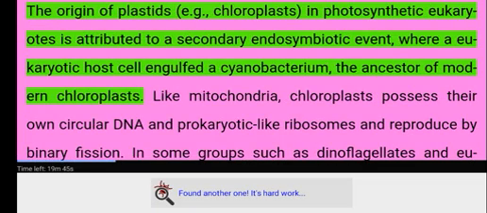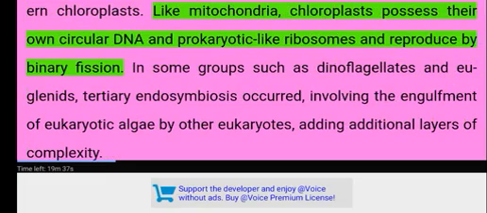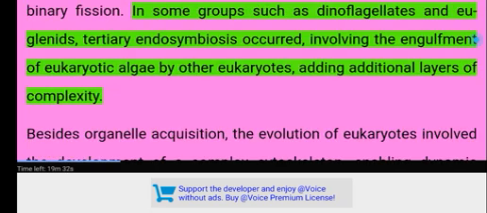The origin of plastids, e.g., chloroplasts in photosynthetic eukaryotes, is attributed to an endosymbiotic event where a eukaryotic host cell engulfed a cyanobacterium, the ancestor of modern chloroplasts. Like mitochondria, chloroplasts possess their own circular DNA and prokaryotic-like ribosomes and reproduce by binary fission. In some organisms, such as dinoflagellates and euglenids, tertiary endosymbiosis occurred, involving the engulfment of eukaryotic algae by other eukaryotes, adding additional layers of complexity.